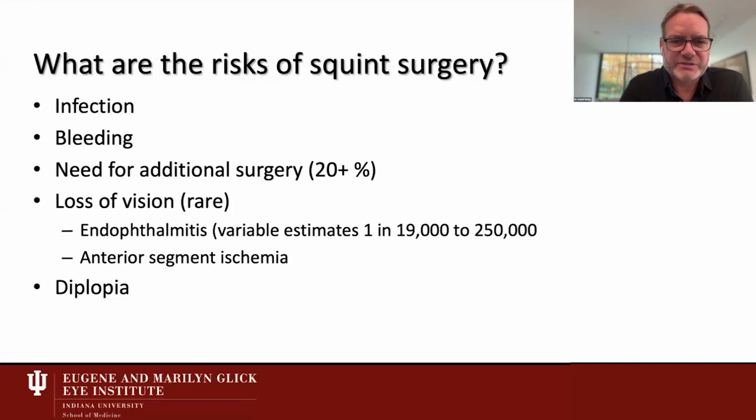Now, the variable estimates for endophthalmitis, 1 in 20,000 to half a million, quarter of a million, and then anterior segment ischemia. These are about the only two ways you can really get loss of vision. And in 27 years, I've seen 2 cases of endophthalmitis and 1 case of anterior segment ischemia. And all of those did poorly. But fortunately, these are pretty rare.